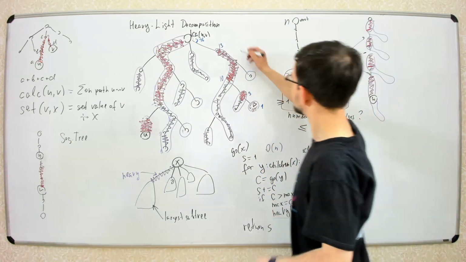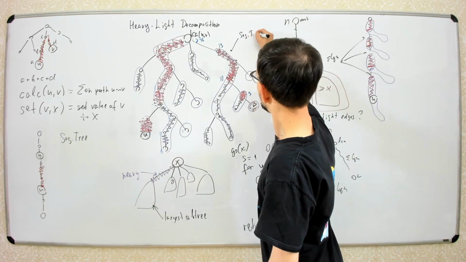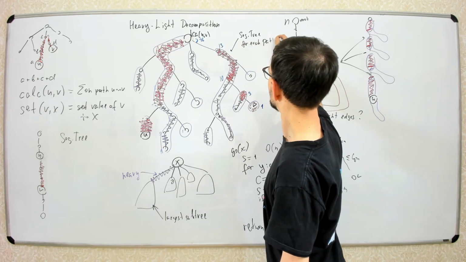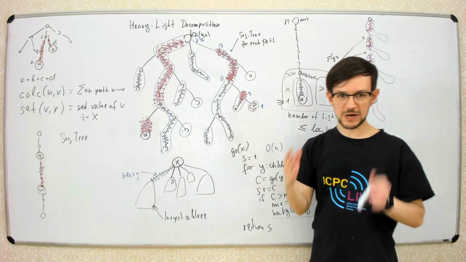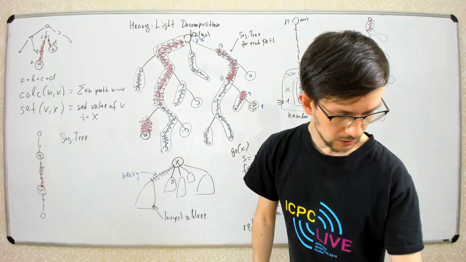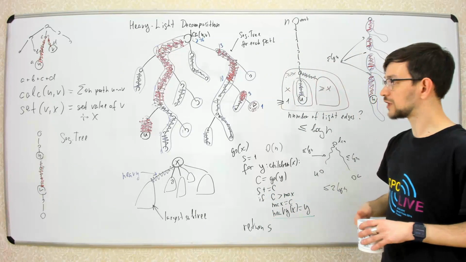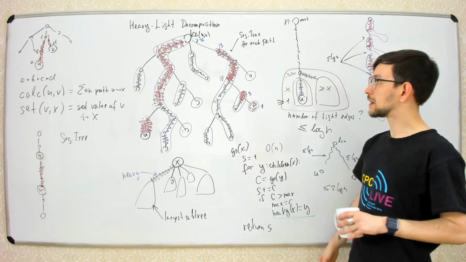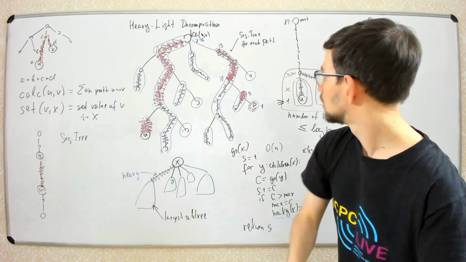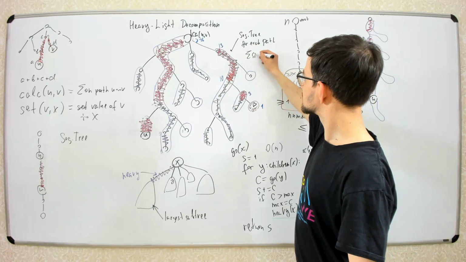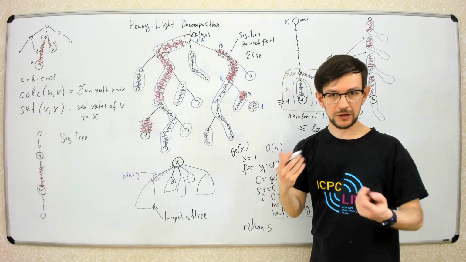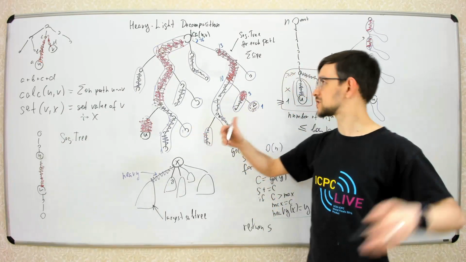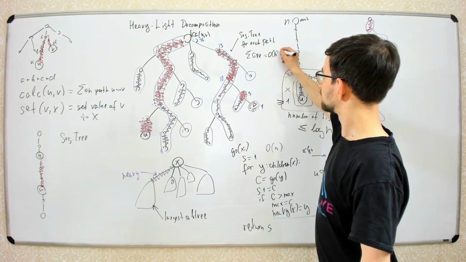Let's write it here. For each path, we will build a segment tree. The number of segment trees will be up to n. So you may have up to n segment trees, but the total size of these segment trees will be linear, because each node belongs to one of these segment trees. So the total size of all these segment trees will be linear.